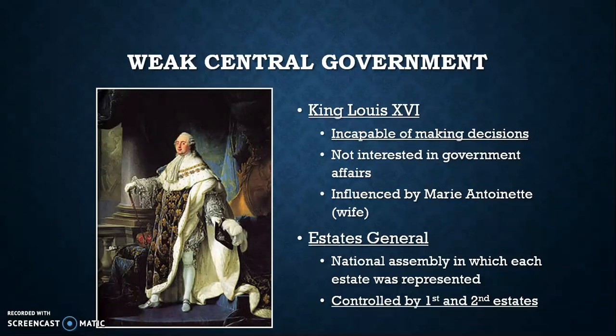The Estates General, which is the National Assembly, what we call Parliament in England, or we call Congress in the United States, is called the Estates General in France. And in the Estates General, each of the estates is represented by elected representatives. However, the majority of the decisions are made by the first and second estate, so the third estate doesn't really get a voice in this government.